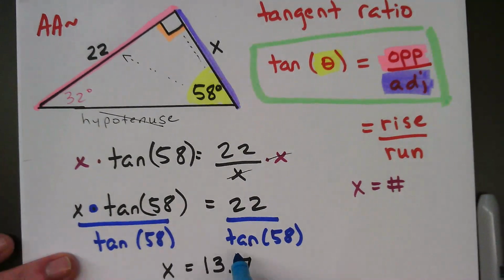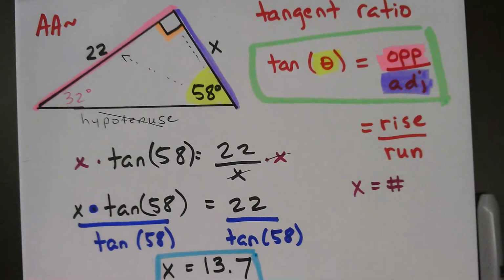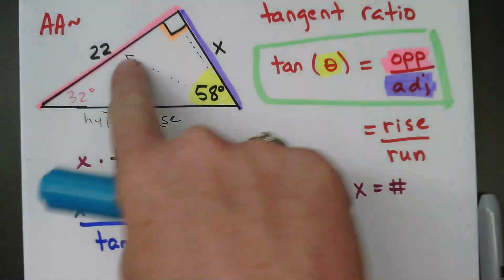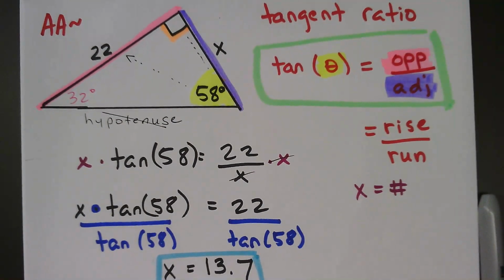Okay, that's my final answer. X is equal to 13.7. I used the tangent ratio to get there, the angle, opposite over adjacent, set up the equation, solve for x.